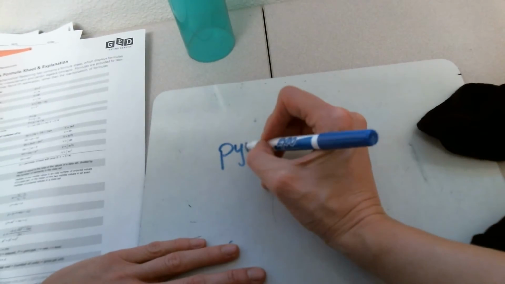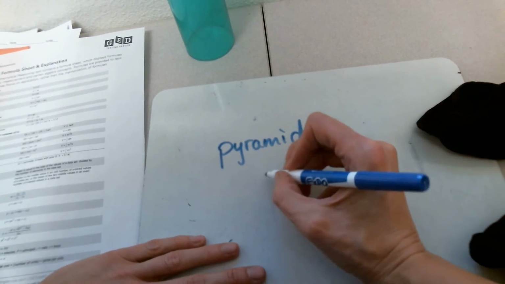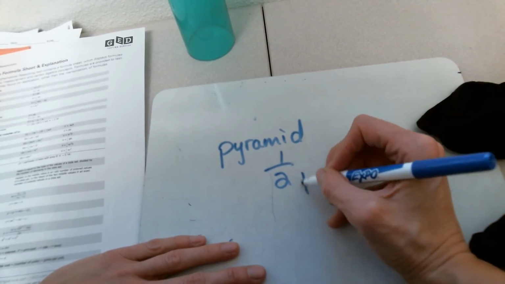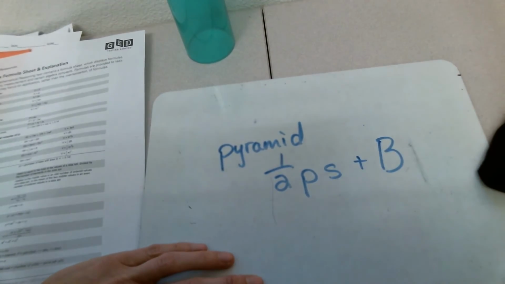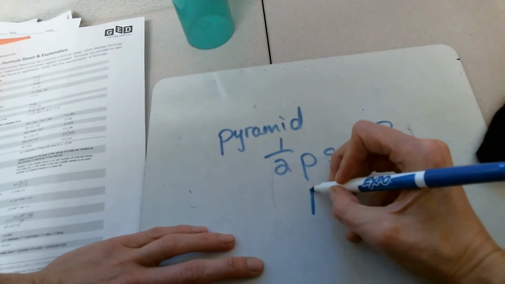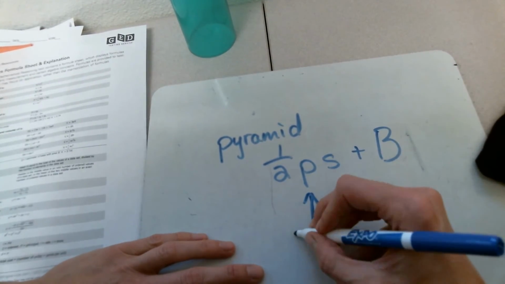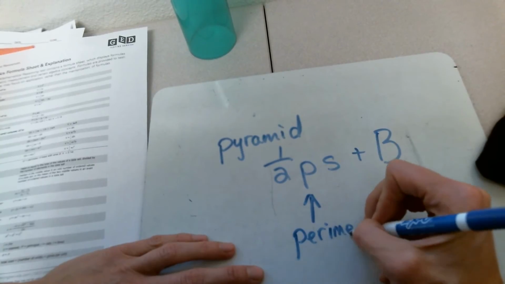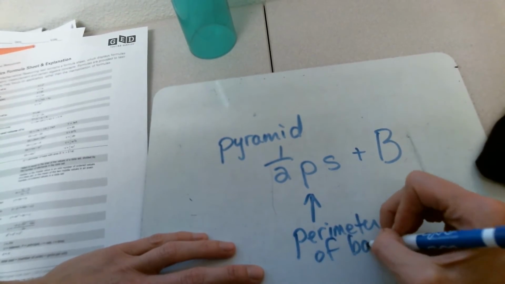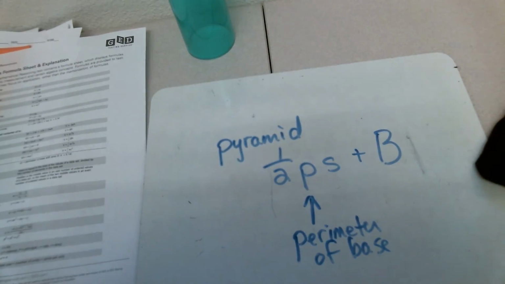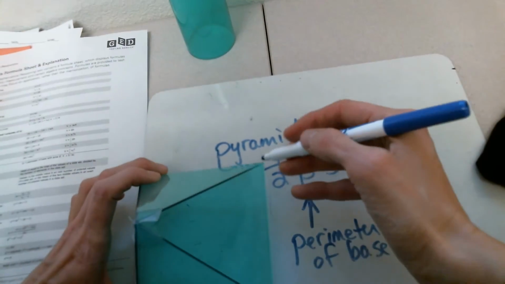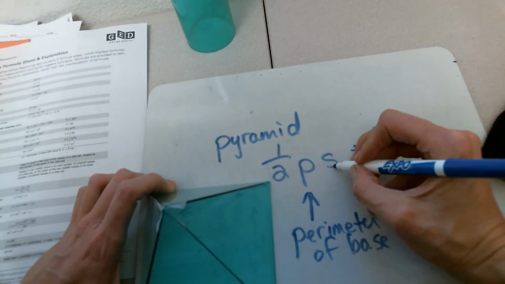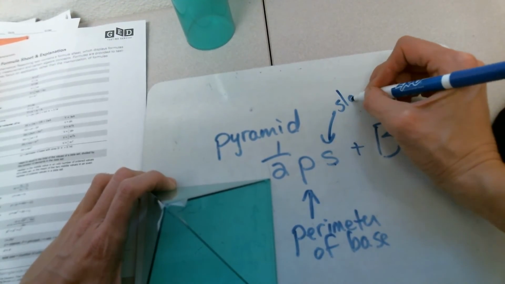Okay. Let's look at the pyramid. So for a pyramid, the formula they give is 1/2 P times S plus capital B. So P here is, again, the perimeter of the base. When we're talking about a pyramid, we're talking about what side it is sitting on. Here, the square side would be my base. So I'd find the perimeter of the base times the S.